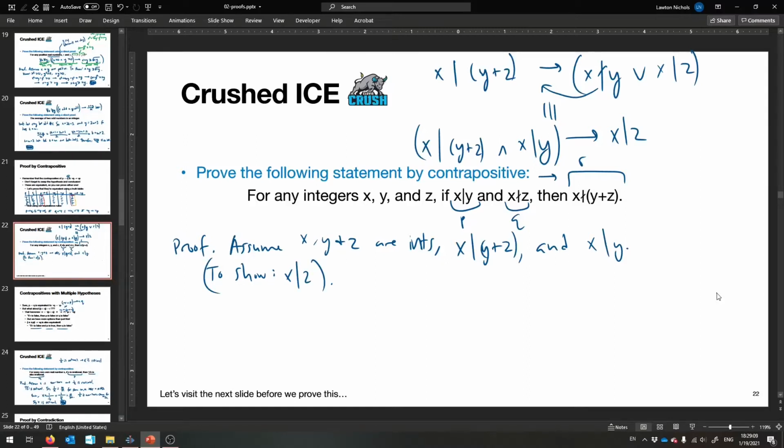Okay, so we know, based on these facts, some information. That means y plus z is equal to k times x for some integer k. And we also have x divides y. So we also have y equals some other integer, like m times x, for some m. So for some k and m.